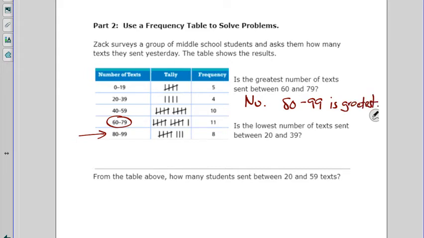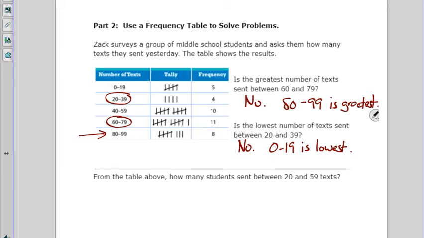Is the lowest number of texts between 20 and 39? There we go again. That is the smallest frequency. The least number of students texted that much, but that wasn't the least number of texts per student. That would be a no again. 0 to 19 is lowest.